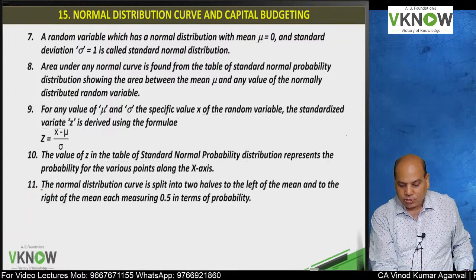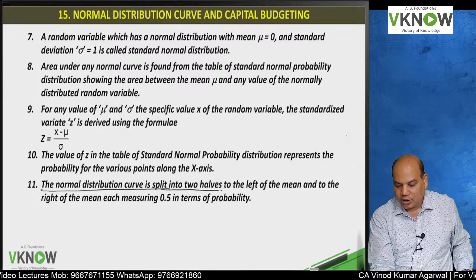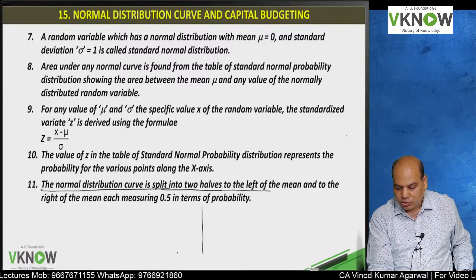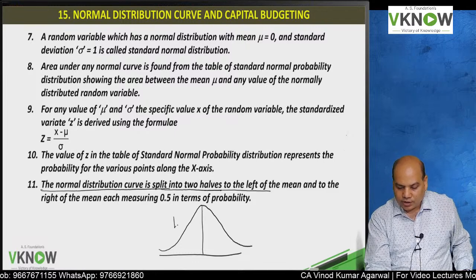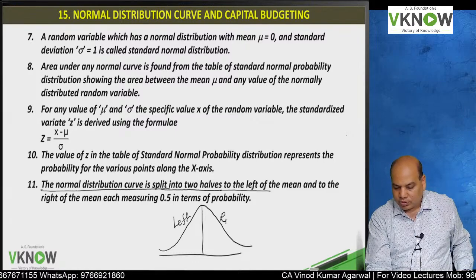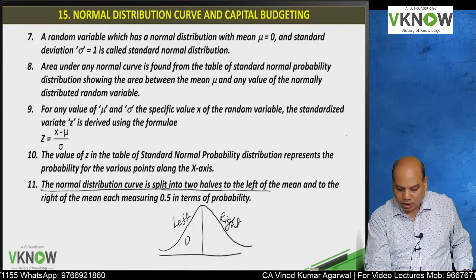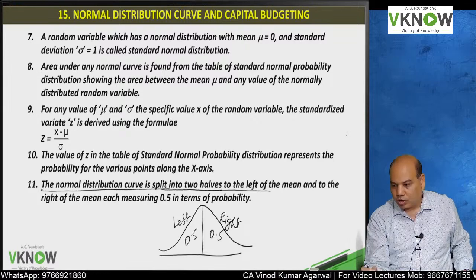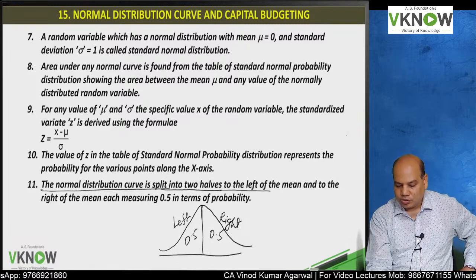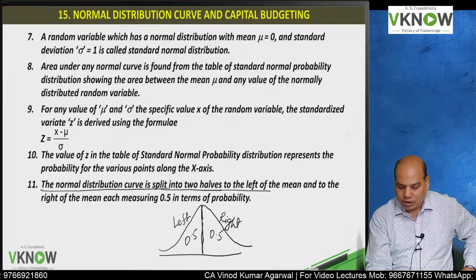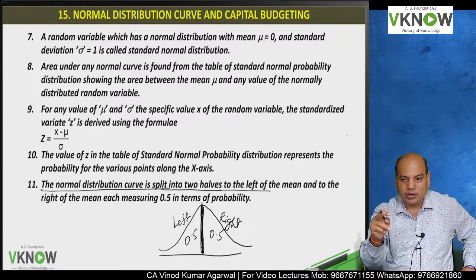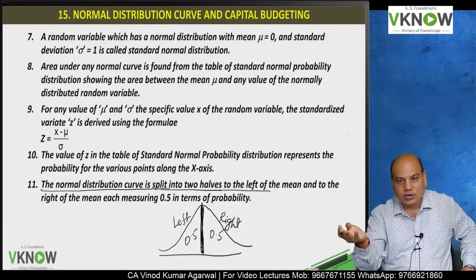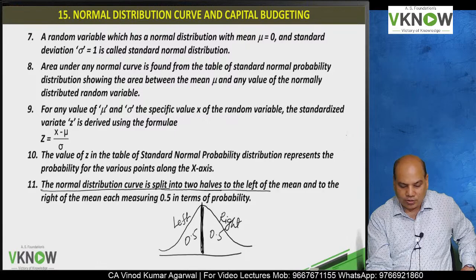Point number 11, the normal distribution curve is divided into two halves. When you draw the diagram, it should look symmetrical. Left side of the mean, right side of the mean, and the area is 0.5. So if somebody asks you what is the probability that the number will be less than the mean, the answer is 0.5. What is the probability that the number will be more than the mean? The answer is 0.5. Then no need to calculate.